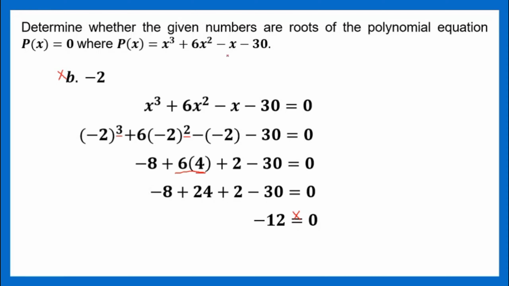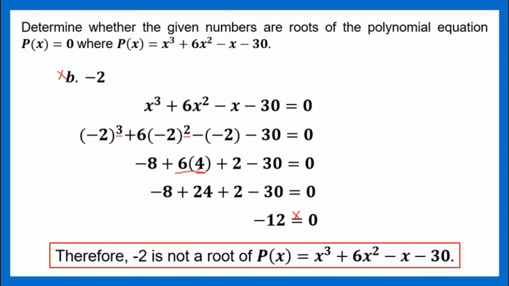This polynomial function. Ayan. So, we can conclude that, therefore, negative 2 is not a root of p of x is equal to x cubed plus 6x squared minus x minus 30. Ayan. So, ganun lang po kasimple. Dito tayo magbe-base kung root or hindi.